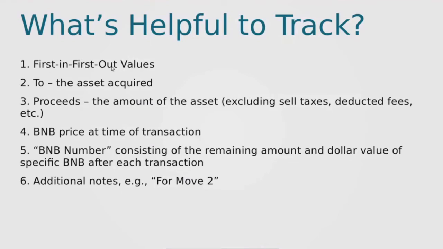So a first in, first out value sort of system. Oddly enough, you don't have to report what it's being sold to or swapped to, but that's essential for us. The amount that you receive. So I also record the BNB price at time of the transaction. I just go to Google, type BNB price USD, and record that. And something I'm just calling the BNB number, which is the remaining dollar amount in the BNB amount after each transaction. Then any additional notes, like for example for move to.